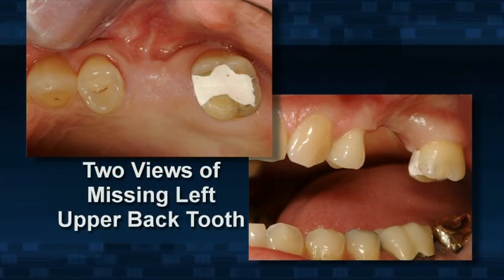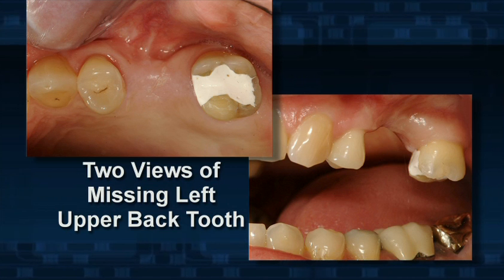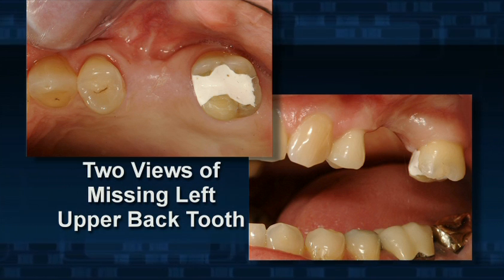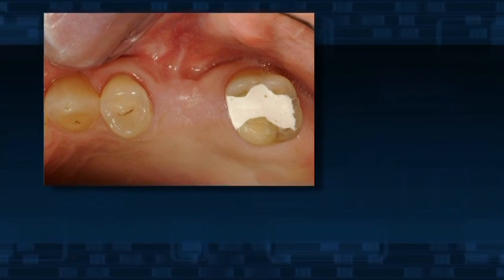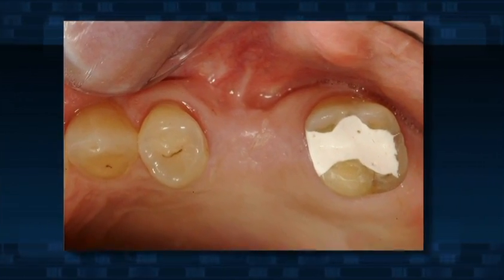You're observing two views of a patient with one missing tooth on the upper left side of her mouth. The white material is a temporary cement the dentist has placed. A bridge is planned to span from each of the strong teeth adjacent to the missing tooth area to replace the tooth that has been extracted.